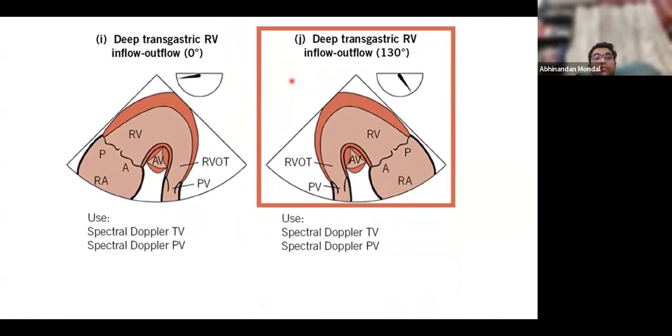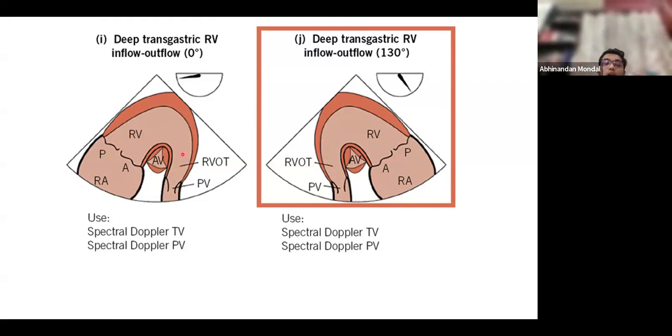Deep transgastric RV inflow outflow view. It is a nice view where you can see the spectral Doppler of the tricuspid valve and the spectral Doppler of the pulmonary valve. You can examine them over here. It is just like the opposite image of your mid-esophageal RV inflow outflow view. But the same image, if you rotate to 130 degrees, will give you exactly the opposite image.